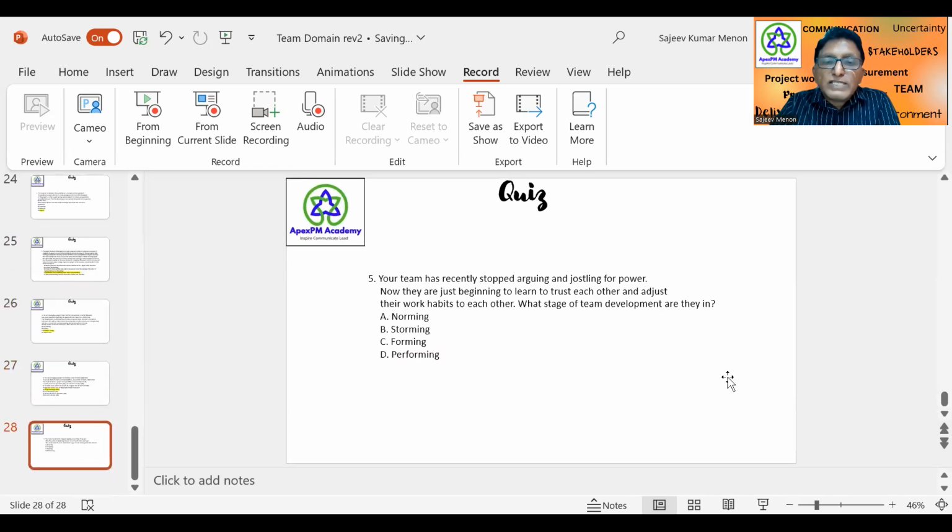And we come to the last question. Your team has recently stopped arguing and jostling for power. Now they are just beginning to learn to trust each other and adjust their work habits to each other. What stage of team development are they in? Is it A, norming, B, storming, C, forming, or D, performing? So this is the question regarding the Tuckman's ladder. So you can pause the video at this point, read the question again, and select the answer.